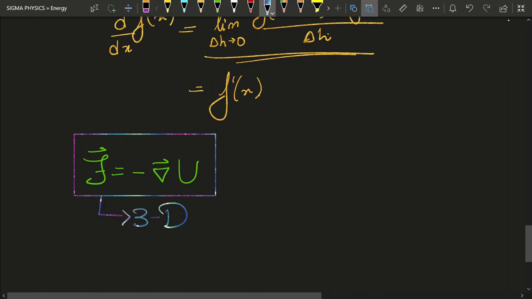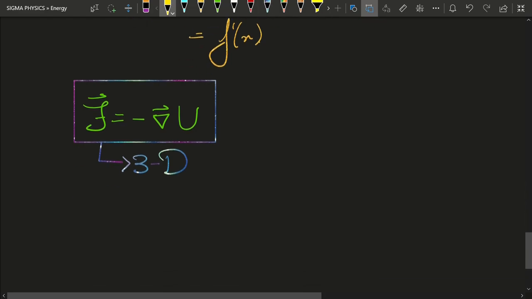Now, if a force can be written in this manner as the gradient of the potential energy, yes, I forgot to tell you what a gradient is. Let me quickly tell you what a gradient is. Now, as I've told you already in my previous videos, functions can not only be scalars, but they can also be vectors. And here the del operator is acting on the potential energy, which is a scalar.